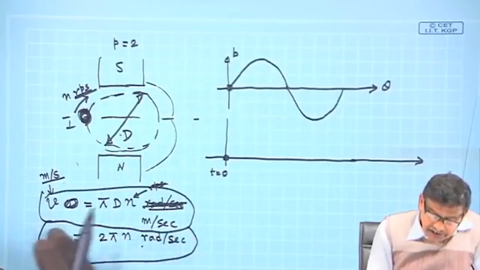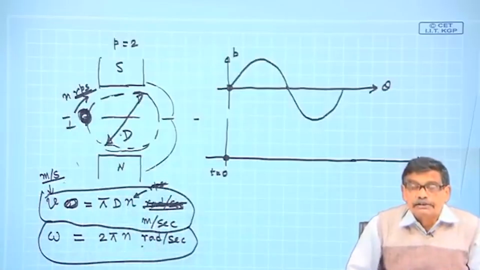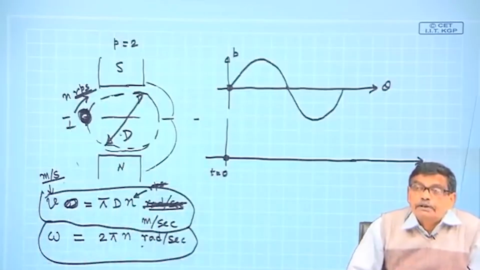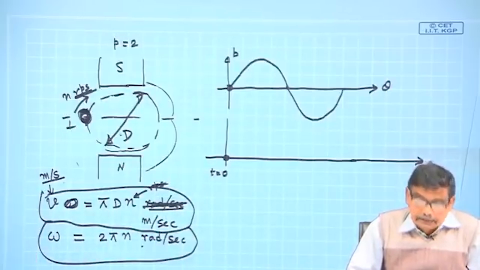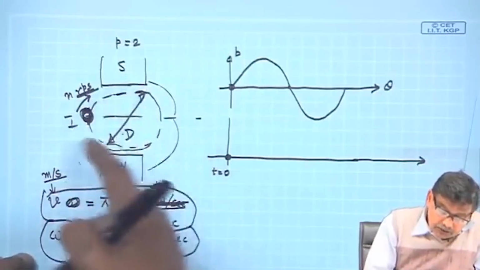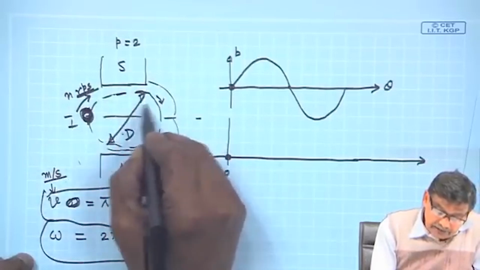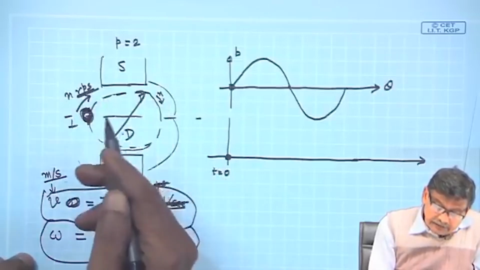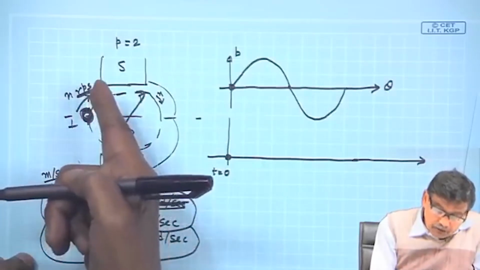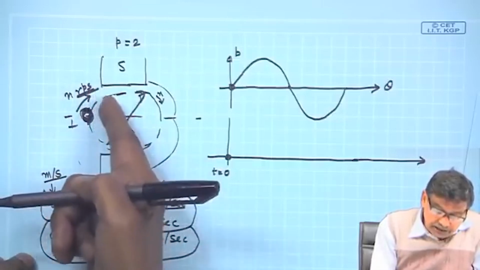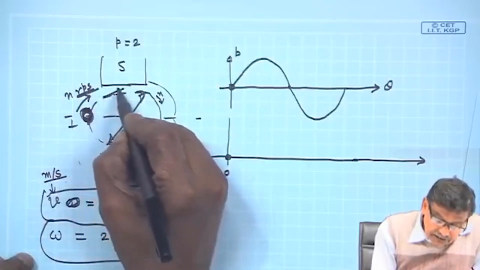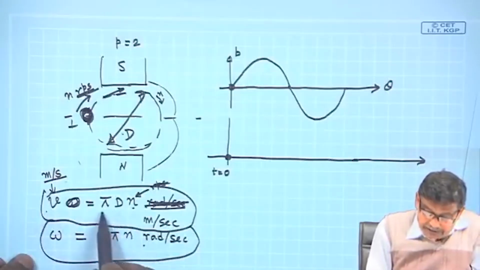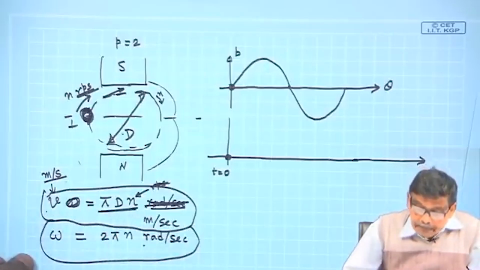Why have I expressed v in terms of n? Because the induced voltage depends on B L v, not on omega. So, tangential velocity in meter per second is all that matters. Therefore, if you are rotating the rotor at some n RPS, wherever the conductor is, I must know the value of B at that position, and what is the velocity v, tangential velocity, and tangential velocity in meter per second is this one, pi d n.